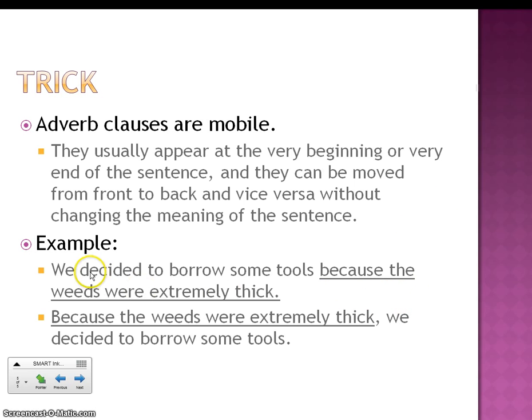Look at this example. We decided to borrow some tools because the weeds were extremely thick. This is your adverb clause and it's at the end of the sentence. But I can move it and it can say, because the weeds were extremely thick, we decided to borrow some tools. The sentence still means the same thing, but I was able to move that clause from front to back. And that's your trick for figuring out if it is an adverb clause.